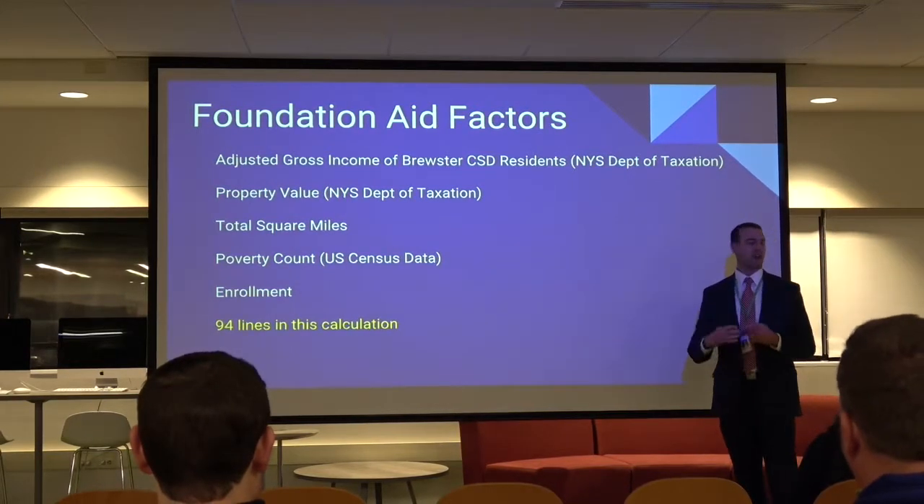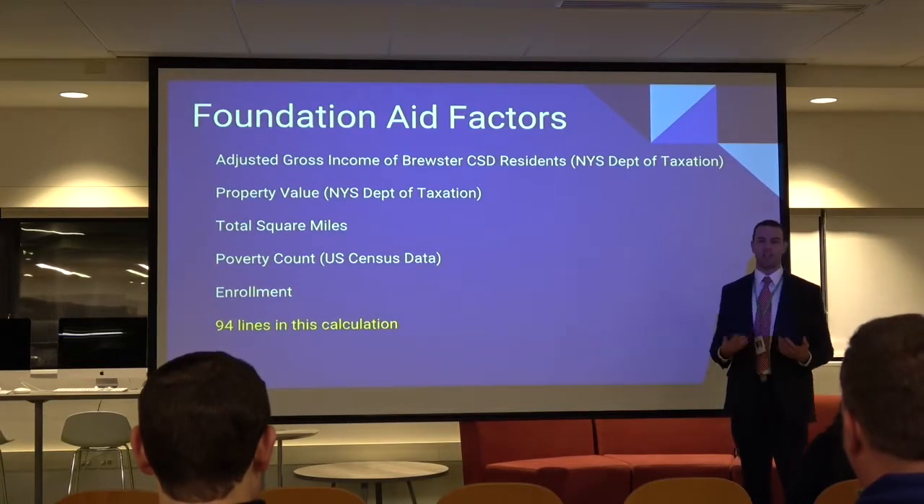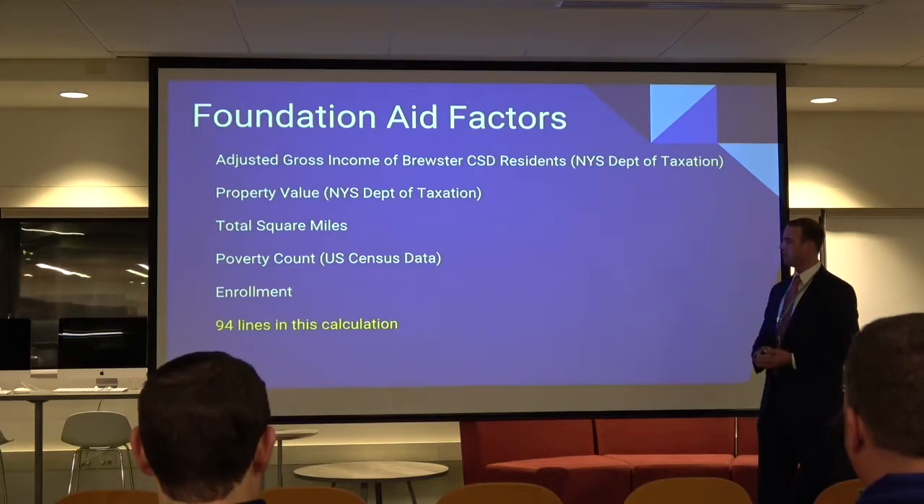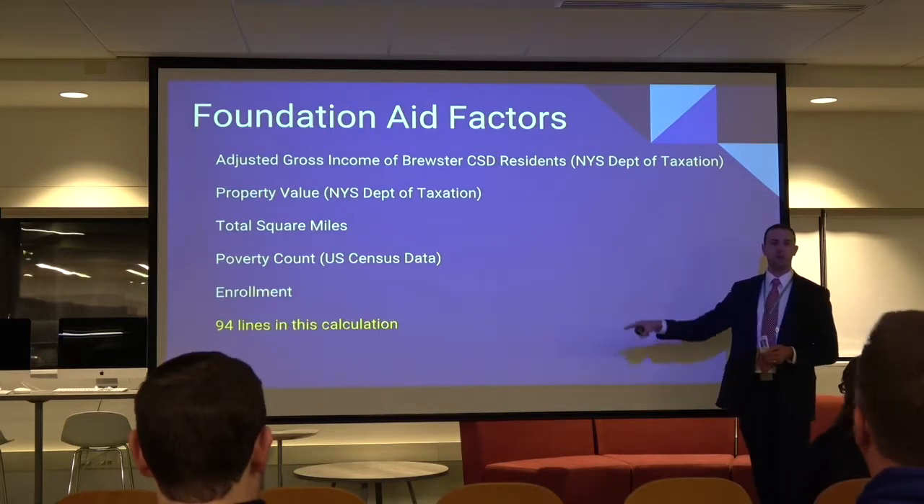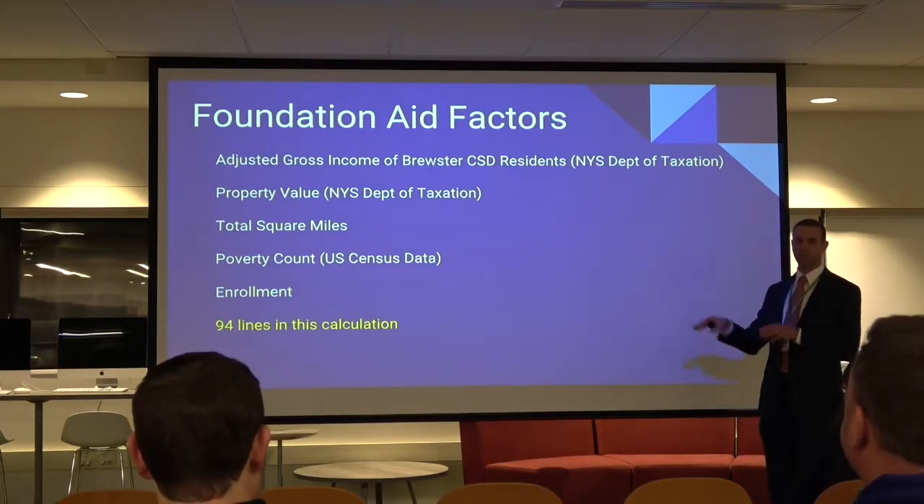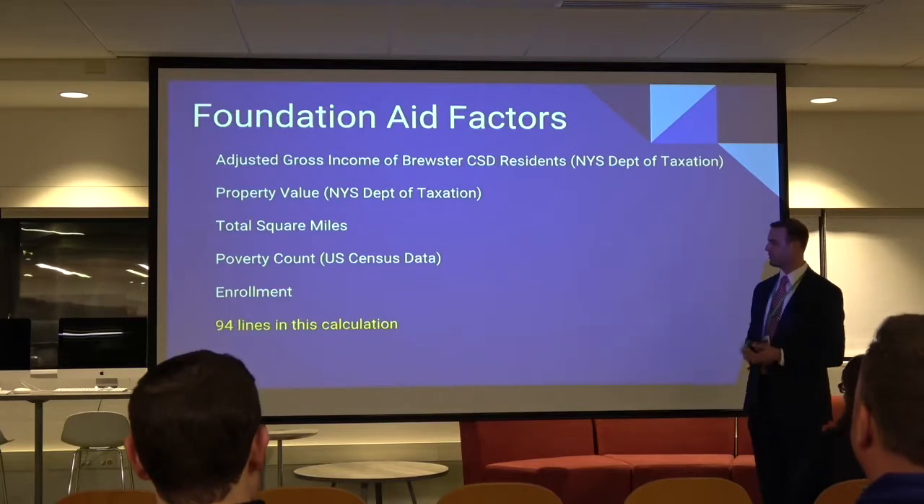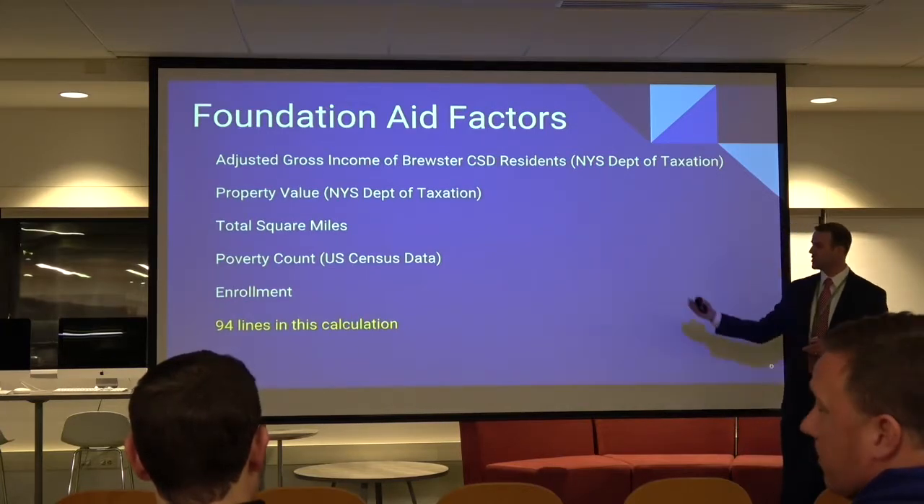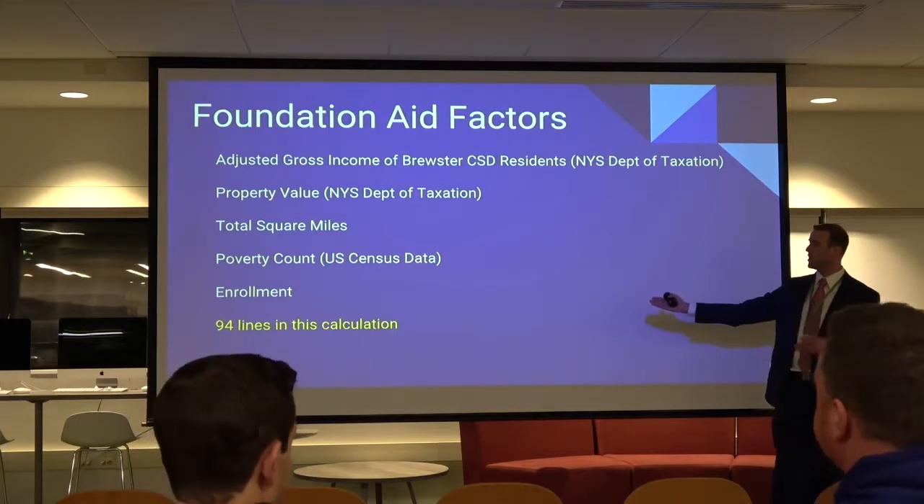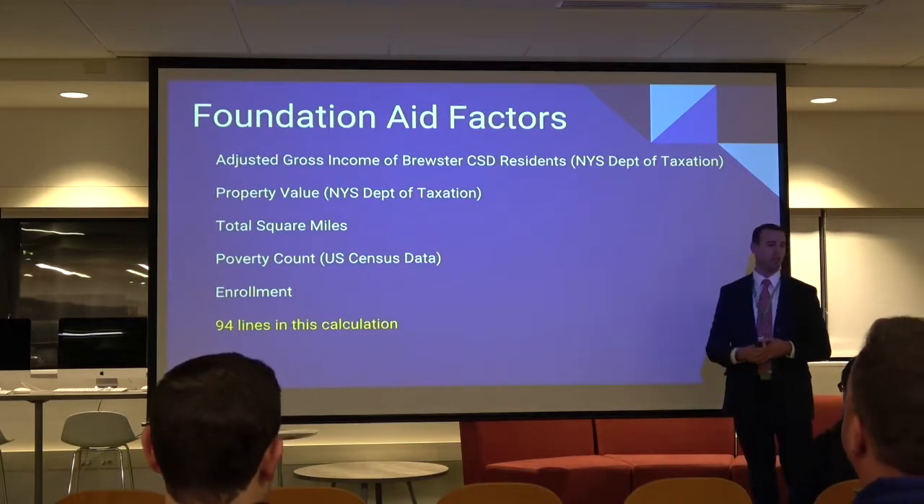So clearly that information is out of date, being 18 years ago, but this is one of the limitations of the state aid formula. And that's for every school district. Every school district in New York State is subject to the same constraints and the same limitations of the census data. So you see here there are 94 lines in this calculation for foundation aid.